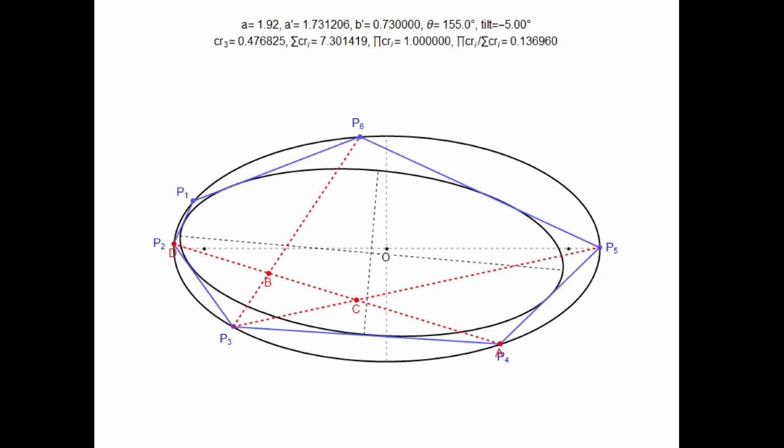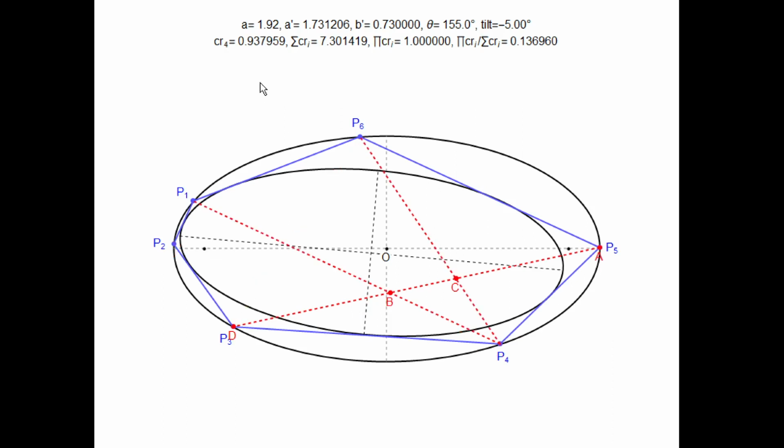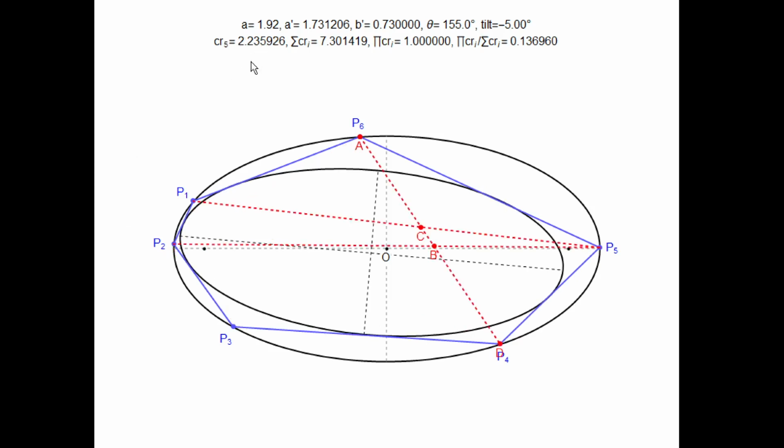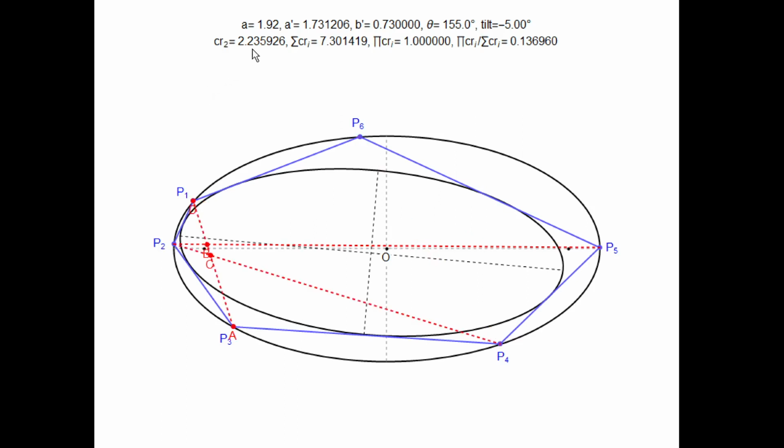Now, as soon as I go to P4, I'm going to get the same cross ratio that I was getting for P1. You're going to see this. So P4 is giving me 0.9379. You're going to see that this is precisely going back to the one that I was getting on P1. And if I go now to P5, I'm getting 2.23, which is the one I was getting when the anchor was P2. So they're the same.